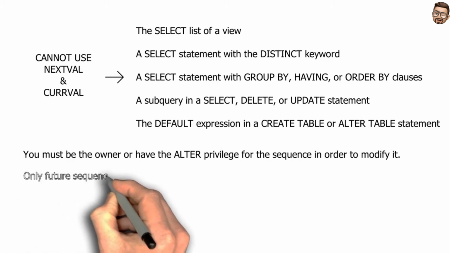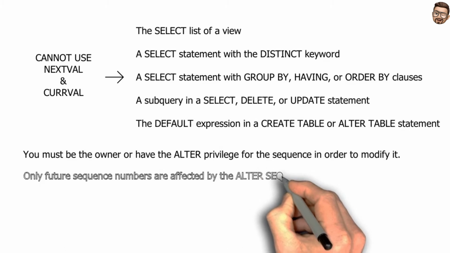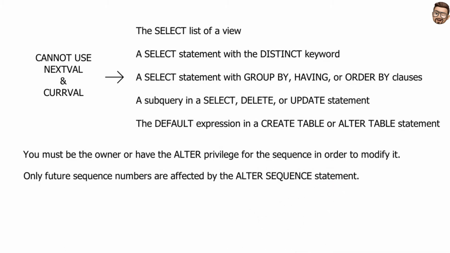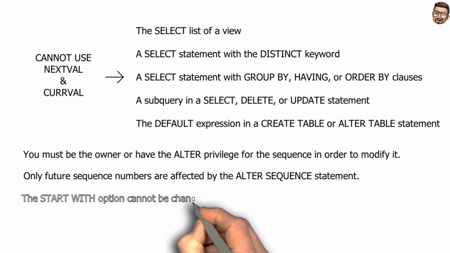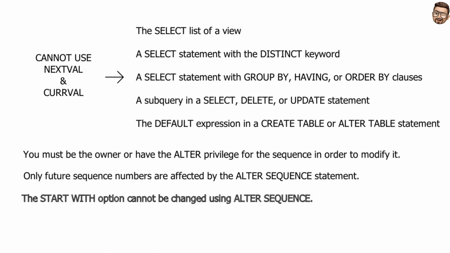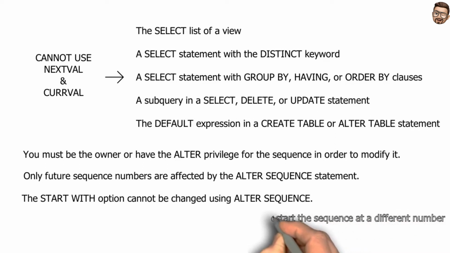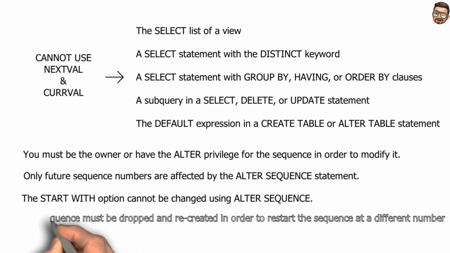The first one: you must be the owner or have the ALTER privilege for the sequence in order to modify it. Only future sequence numbers are affected by the ALTER SEQUENCE statement. The START WITH option cannot be changed using ALTER SEQUENCE. The sequence must be dropped and recreated in order to restart the sequence at a different number.